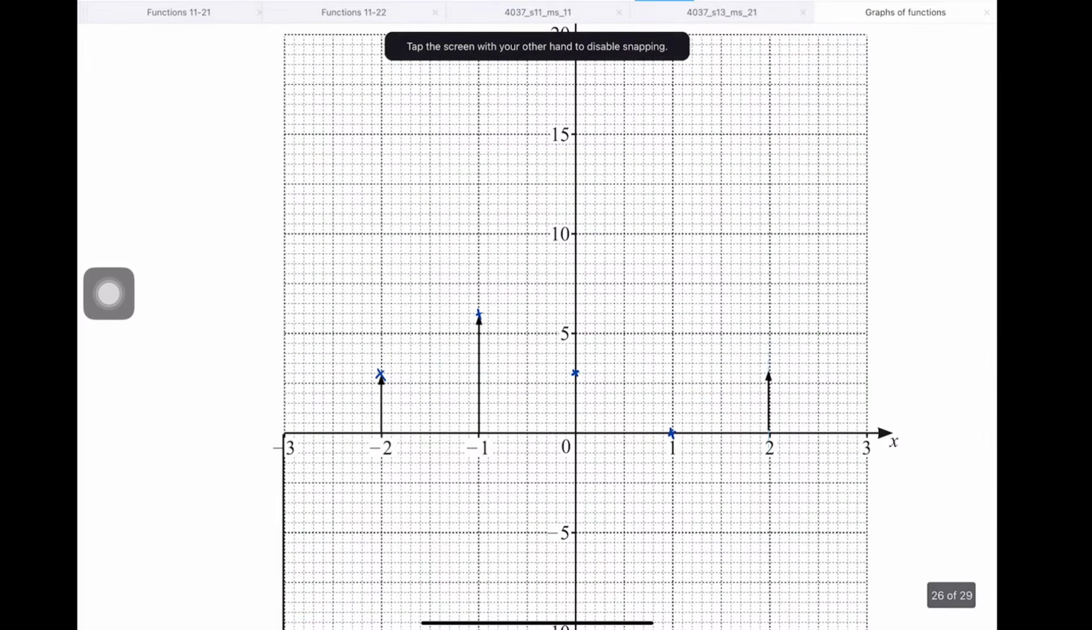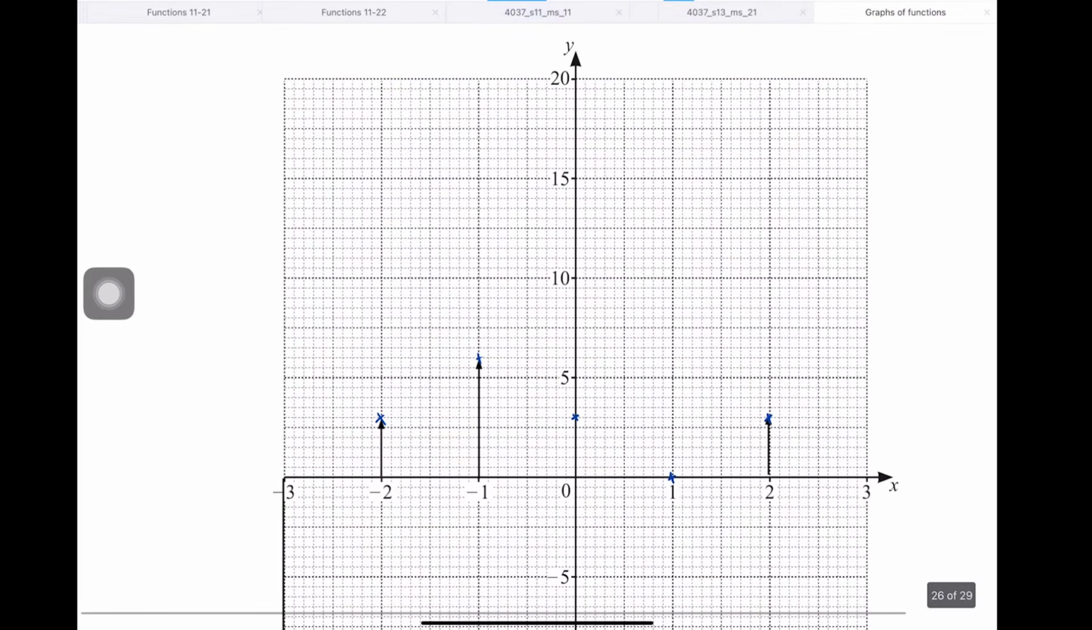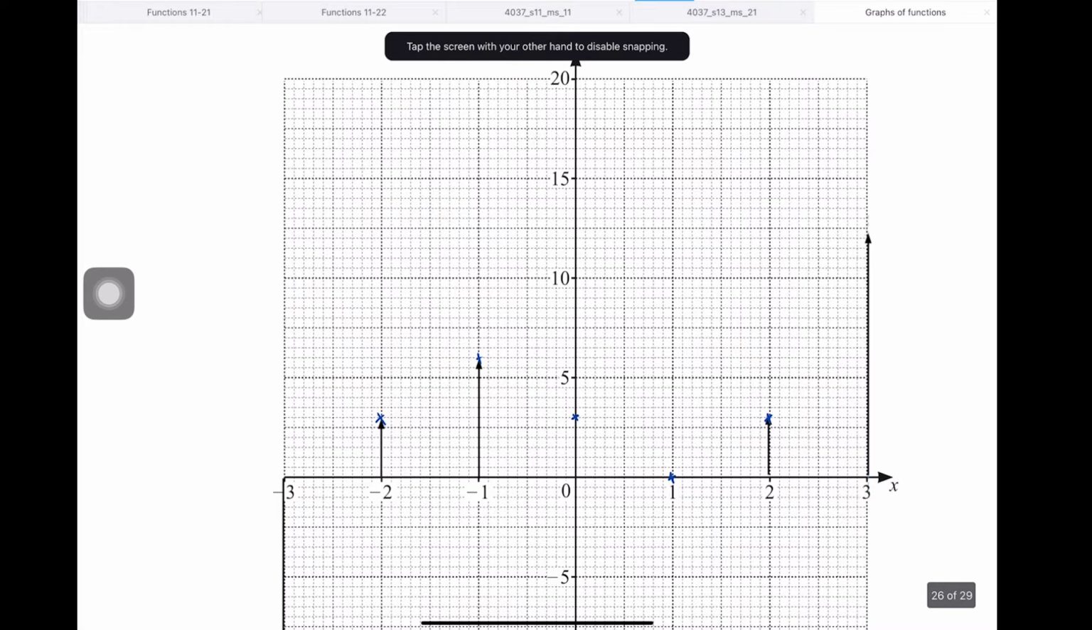At 2, it's 3 again. Okay. So वापस ऊपर आ गया. Over here. At 3, it's 18. So let's see where we'll find 18. Here's 15. What will we have in between 15 and 20? That's 17.5. One small box above 17.5 will take us to 18.